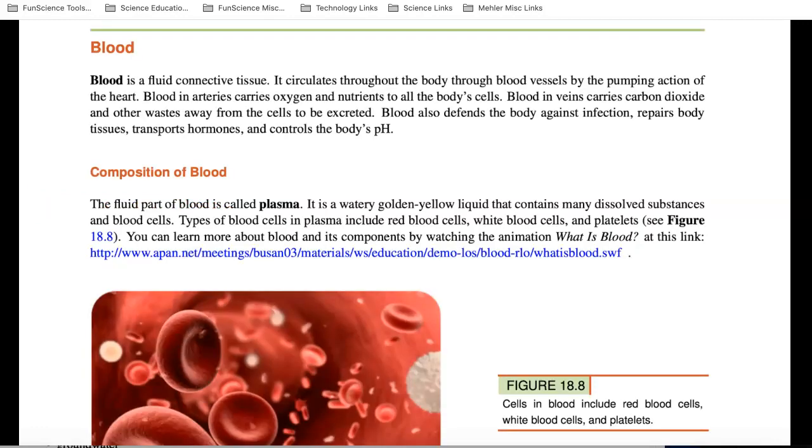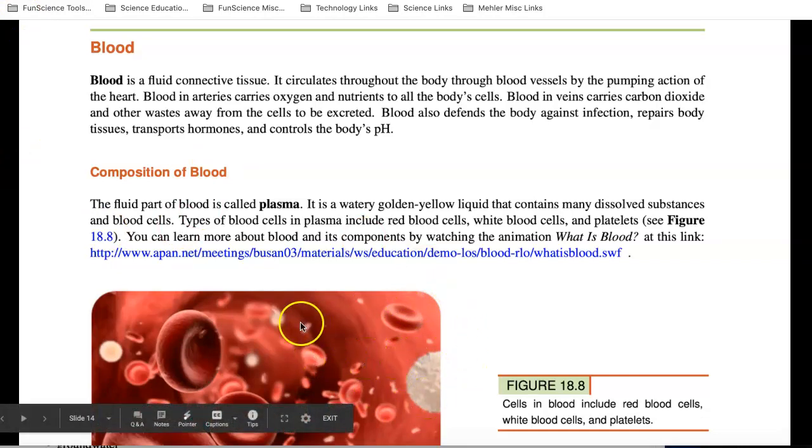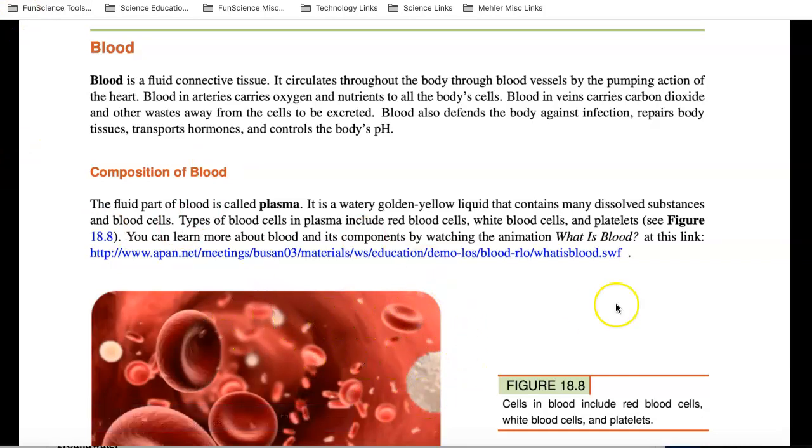Let's take a look at blood now. Blood is a fluid connective tissue. It circulates through the body and it's pumped by the heart. Let's take a look at this diagram down here. These are red blood cells, these are white blood cells, and the other structures in here are platelets. Platelets help the body to clot when we get a cut.